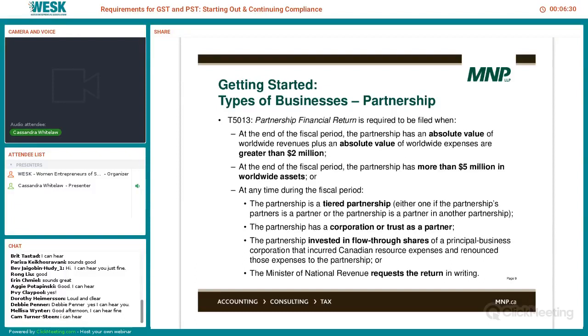So basically, any partnerships that are considered to be large will need to file these T5013s, and a larger partnership is a partnership with the absolute value of the revenues and the absolute value of the expenses added together greater than $2 million, or if the partnership has more than $5 million in assets. Also, you may be required to file one depending on the structure of your partnership. So if at any time during the fiscal period the partnership is a member of a tiered partnership, if it has a corporation or trust as a partner, if it's got investments in certain flow-through shares, or if the Minister of National Revenue has requested the return.